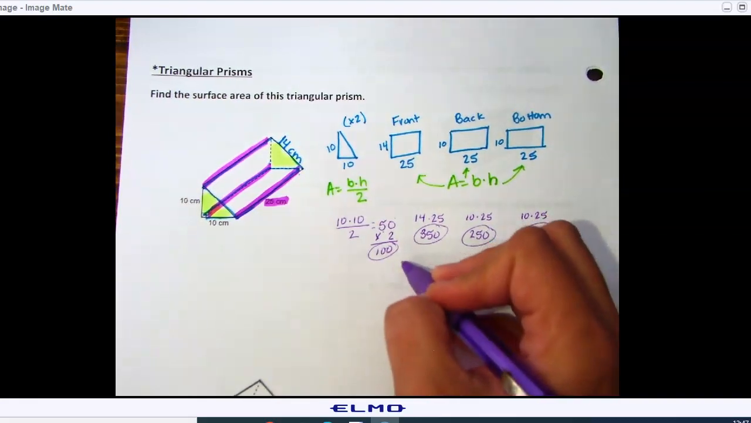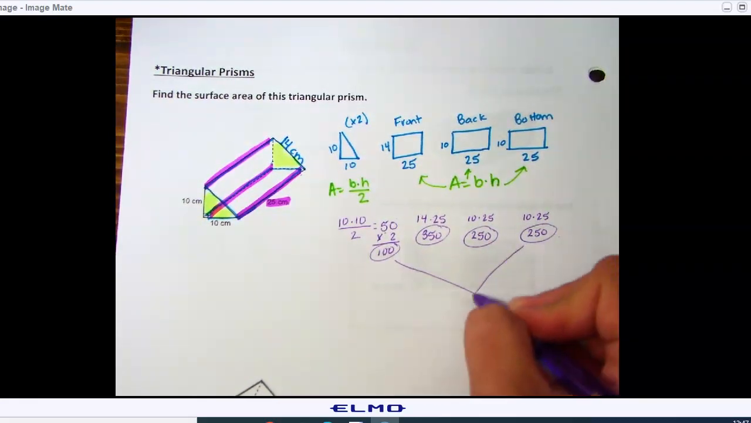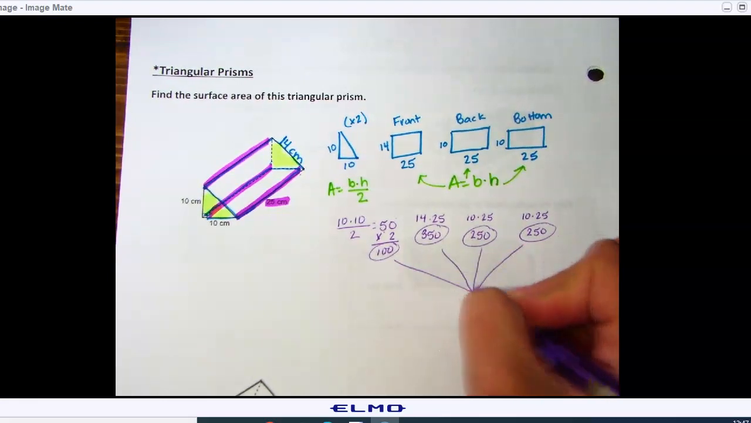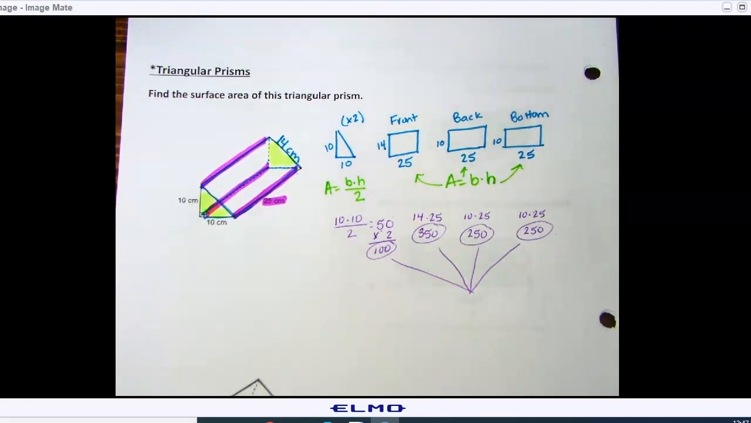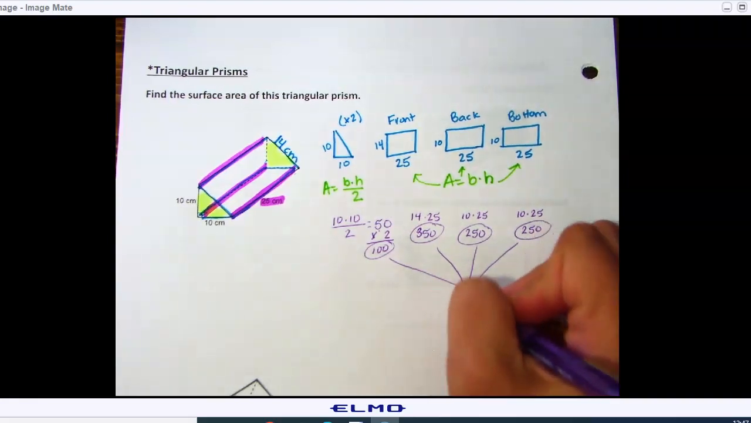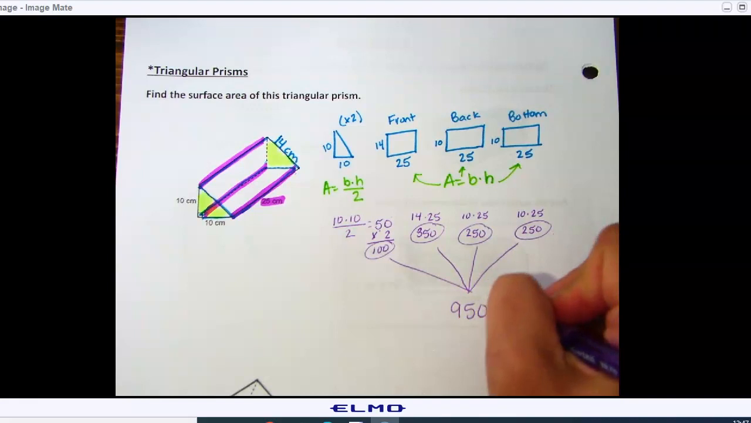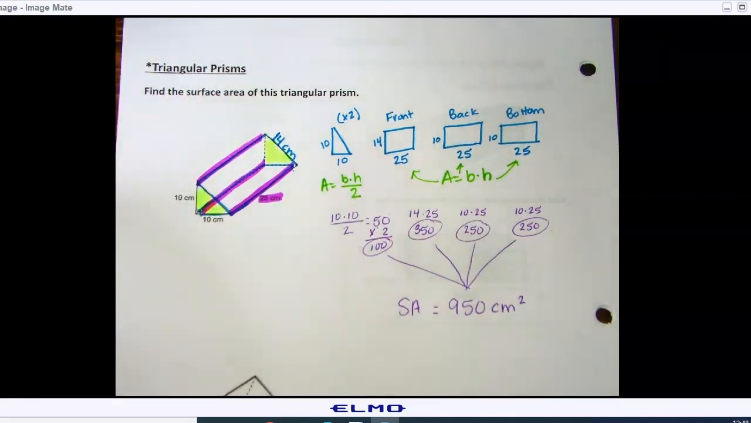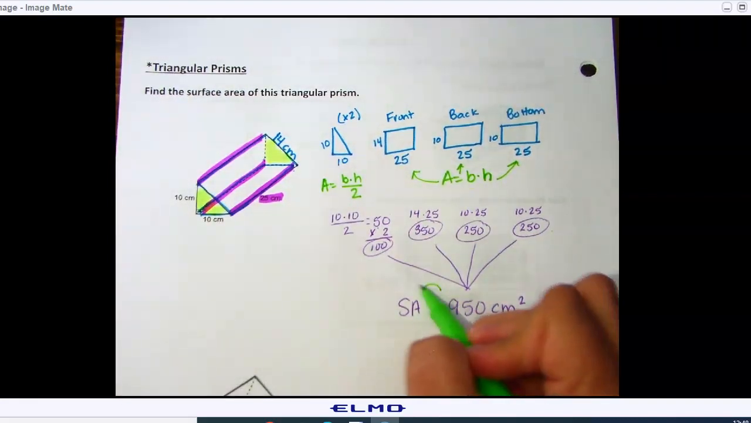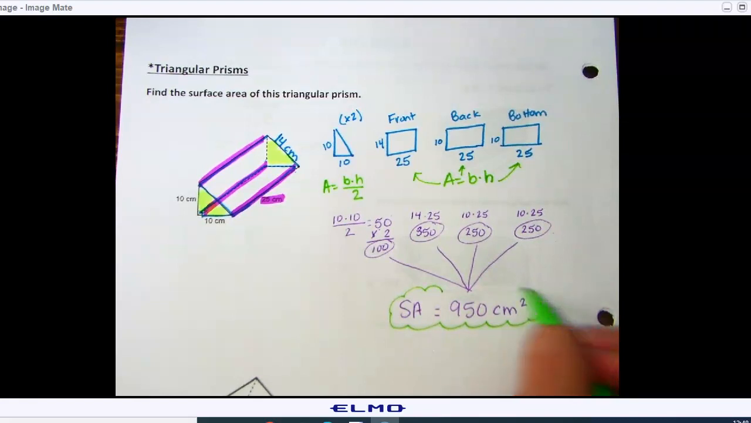And our last step is to add all of our areas. So when you add 100 plus 350 plus 250 plus 250, you get 950 centimeters squared, and that is your surface area. So SA, surface area, equals 950 centimeters squared.